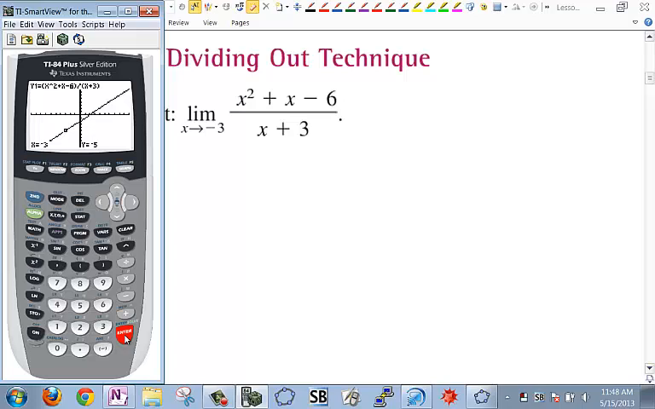So step 1, is it continuous or not? If it's not, step 2, I would recommend you find the answer before you start any work, just because the more you know.